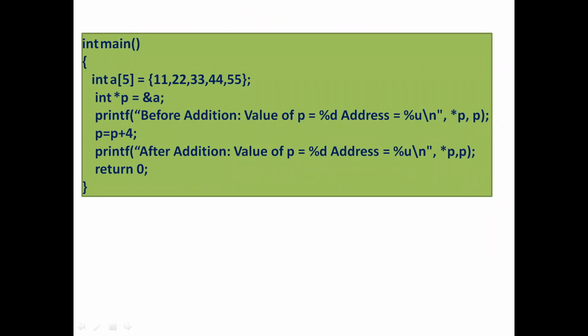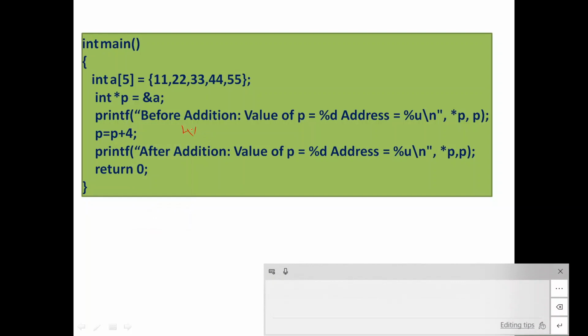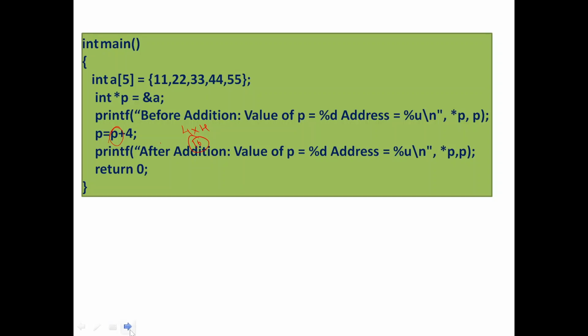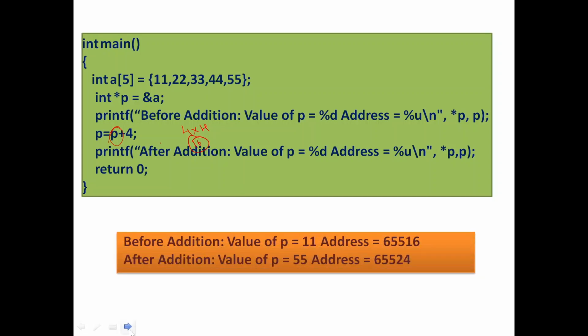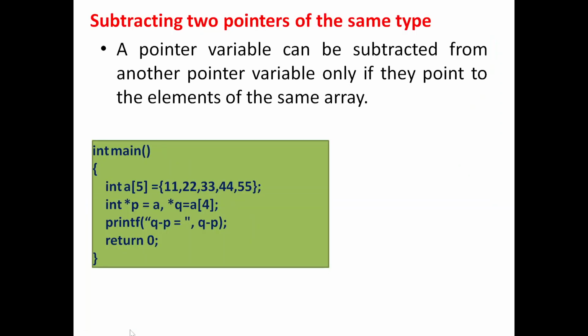In this example, this is also an integer pointer. When we perform addition of 4, this 4 will be multiplied by 4, so it will be 16, and this 16 will be added to the initial value of p. So this is the answer. It will move 4 locations ahead.